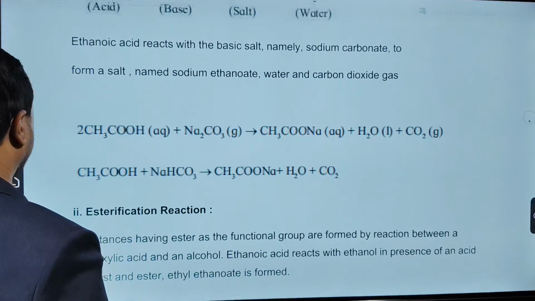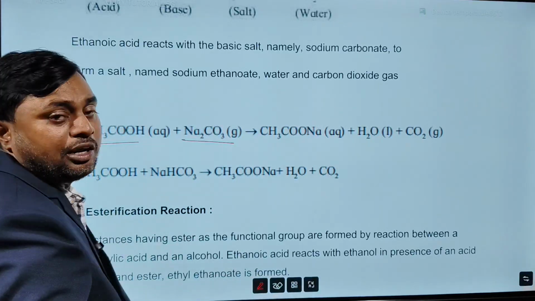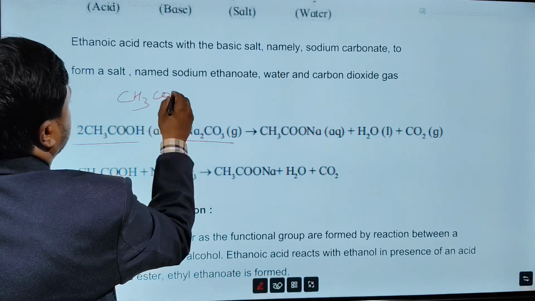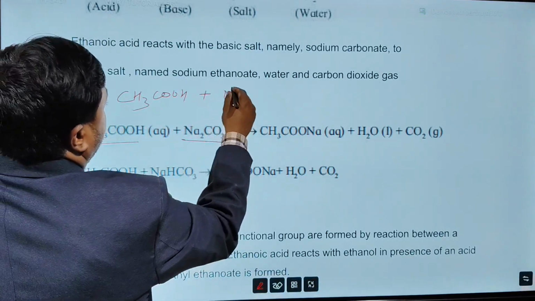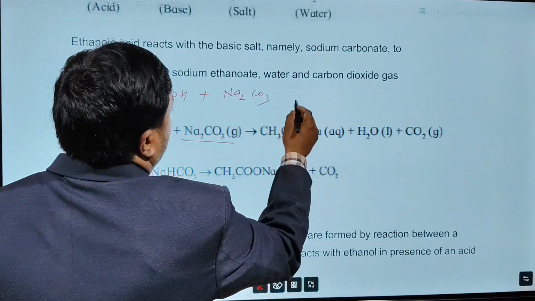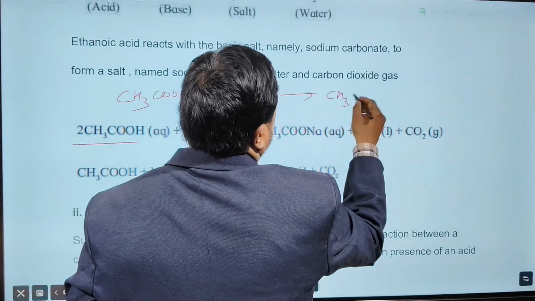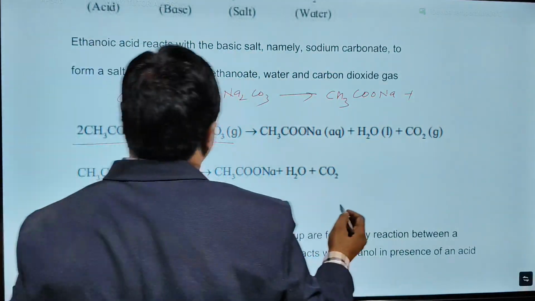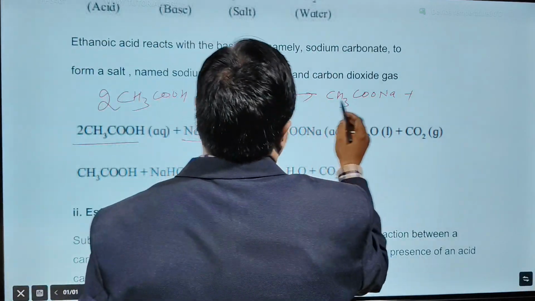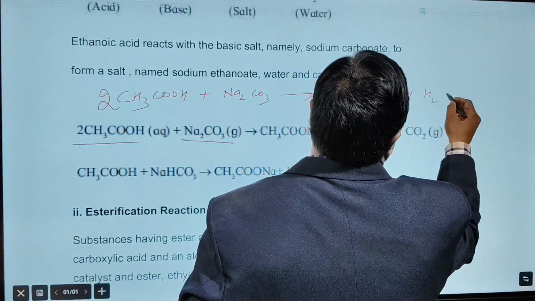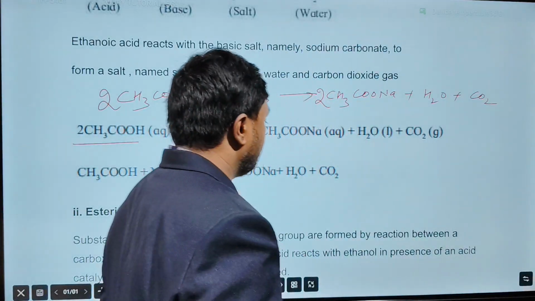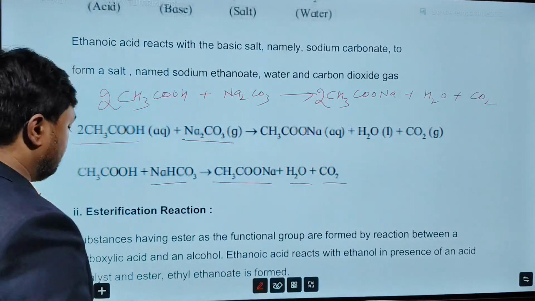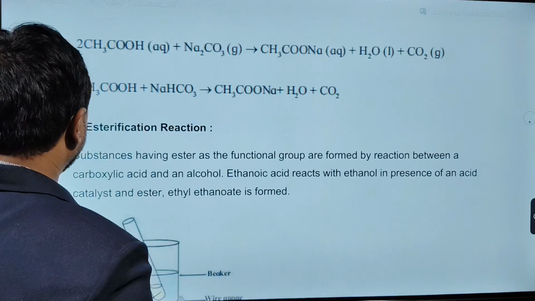Next, reaction with sodium carbonate. An acid reacts with a metal carbonate to give salt plus water plus CO2. So we can write this equation once again: CH3COOH, that is acetic acid or ethanoic acid, reacts with sodium carbonate, Na2CO3, and gives CH3COONa, that is sodium acetate, plus H2O, and CO2 is formed. Even with sodium bicarbonate it will give you salt plus water plus CO2. Yes or no? Next, a very important reaction is the esterification reaction.